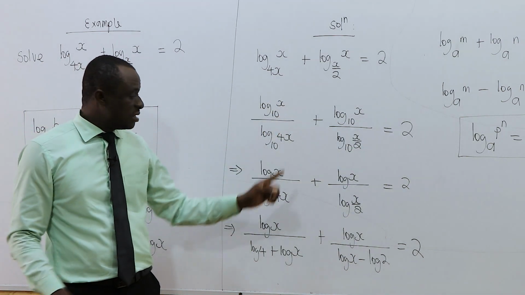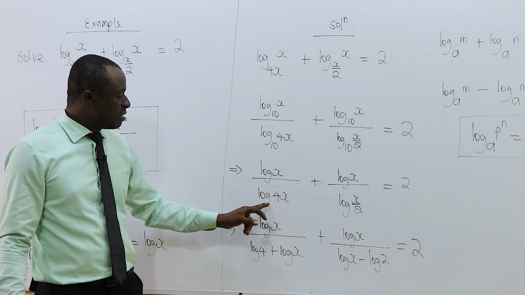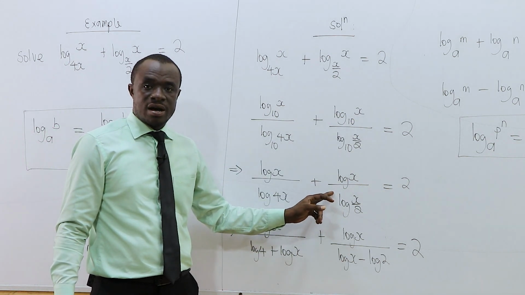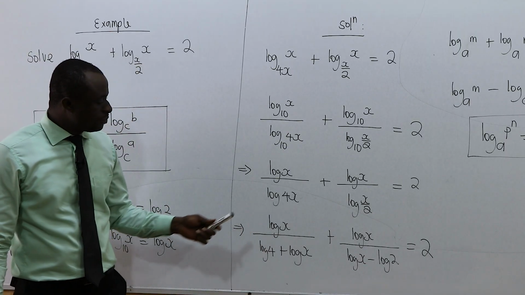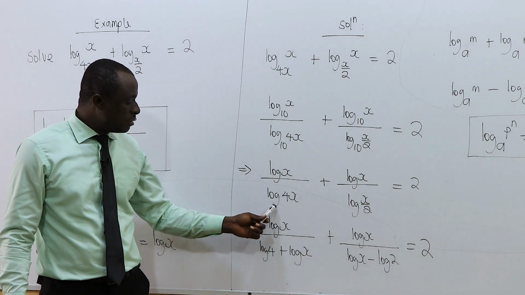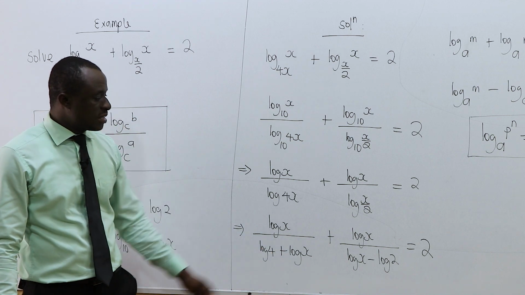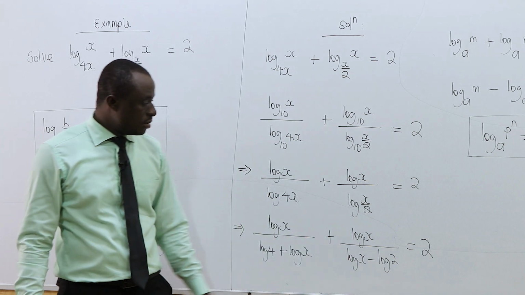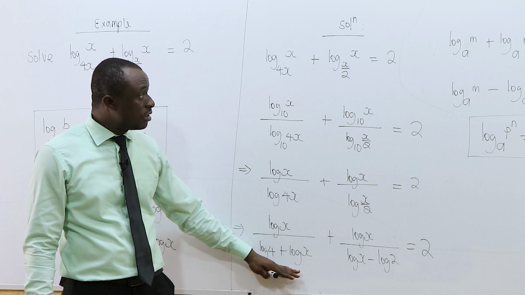Now, log 10 of x is the same as log x, and log 10 of 4x is the same as log 4x. Now, you see the laws of logarithm. When you are multiplying, you add. So log 4x is the same as log 4 plus log x. And when you are dividing, you subtract. So you have log x minus log 2.